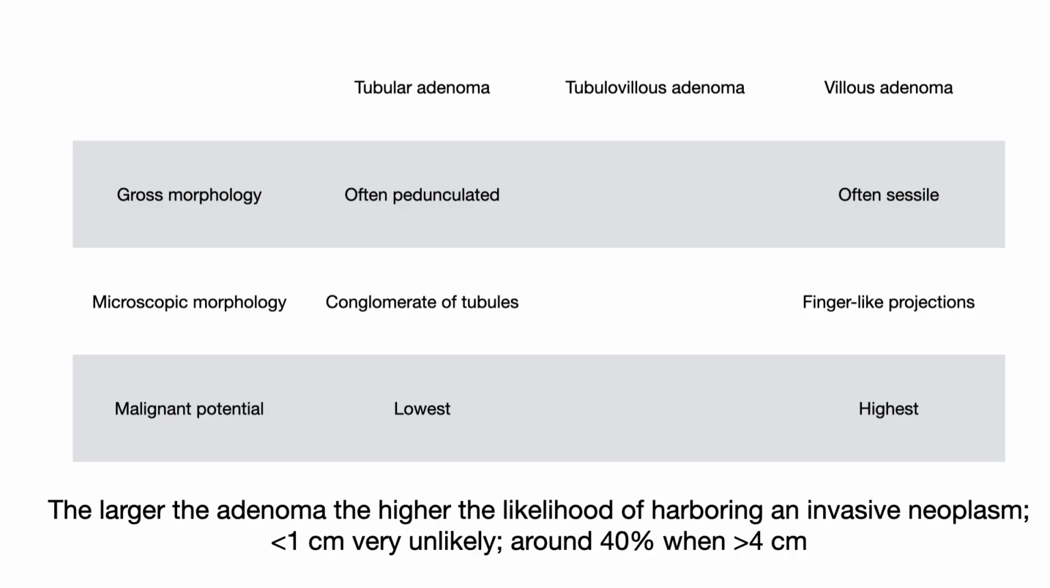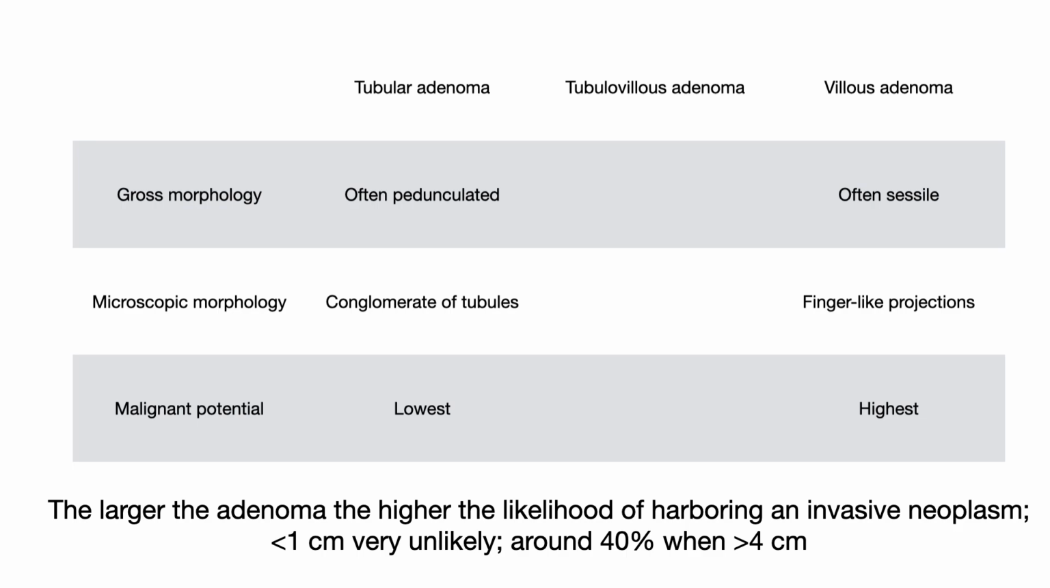Grossly, tubular adenomas are usually pedunculated, so they'll have like a stalk, whereas villous adenomas tend to be more sessile. Tubular adenomas are basically a collection of tubular structures, and then villous are finger-like projections, so you see these long projections of the adenoma. Malignant potential of tubular adenomas is lower, and villous adenoma is higher. The way I kind of remember this is if it's pedunculated, it's off the surface of the colon, so it's less likely to invade. Whereas with a villous, it's sessile, it's right up against it, so it's more likely to invade. That's just the way I remember it.